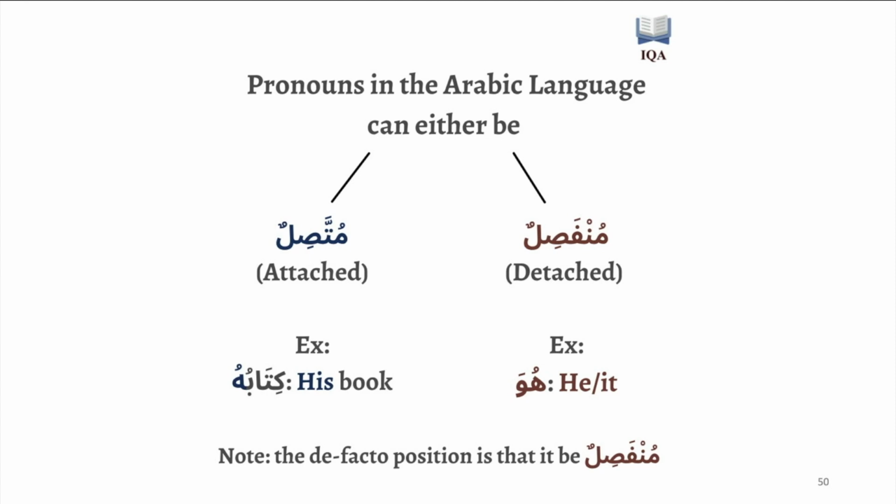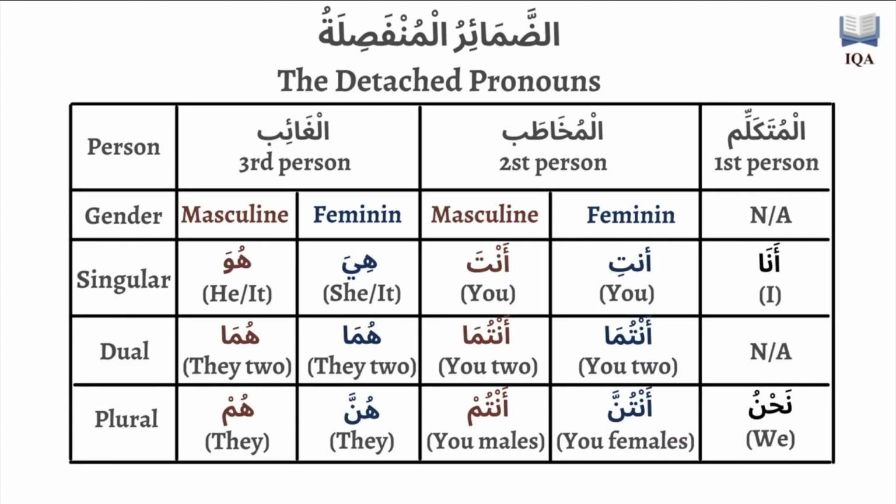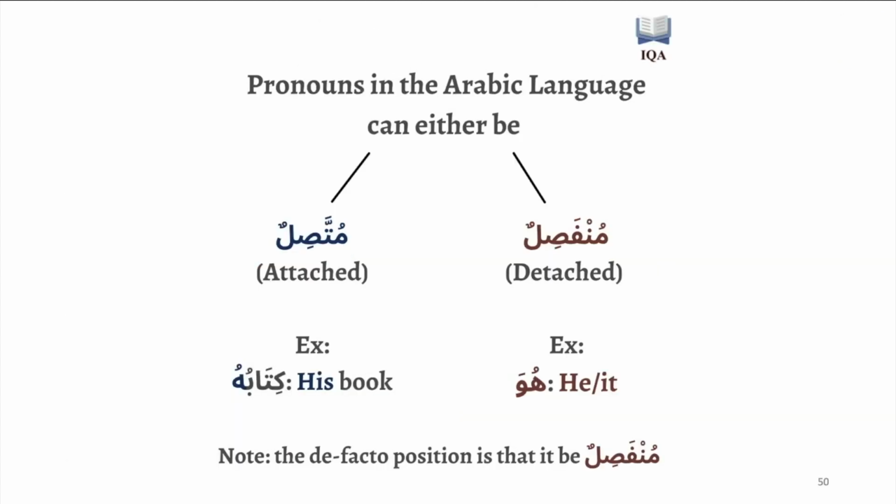Alhamdulillah. In this lesson, we'll be discussing pronouns. More specifically, we'll be discussing attached pronouns. As we previously covered, pronouns in the Arabic language can either be munfasil or muttasil. Munfasil means detached, while muttasil means attached. The default position is that pronouns are detached: huwa, anta, anti, antum, and the list goes on. We covered these in detail in one of our previous lessons. Now in this lesson, we'll be discussing the attached pronouns.